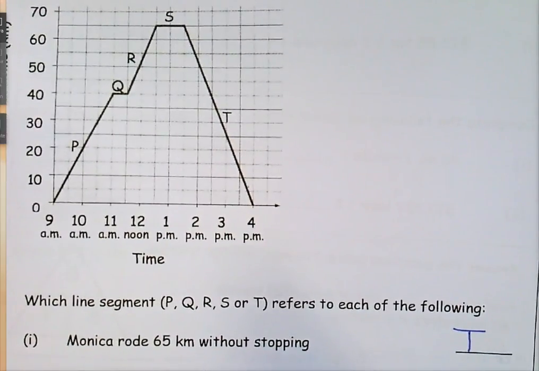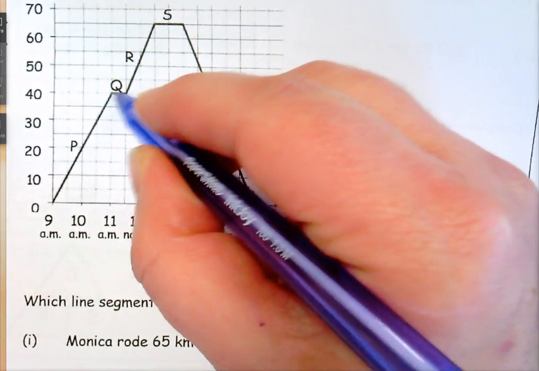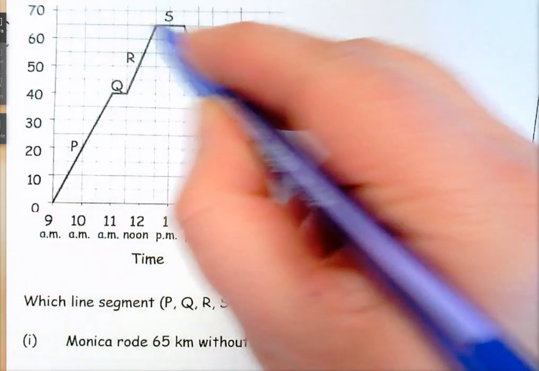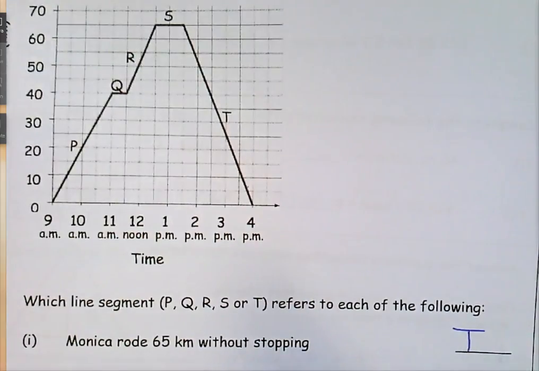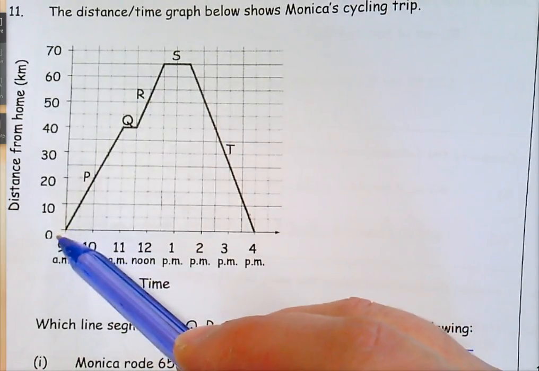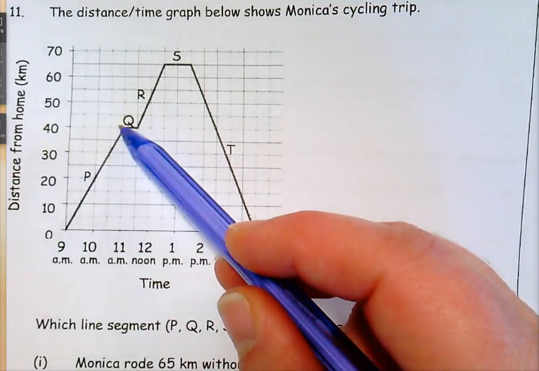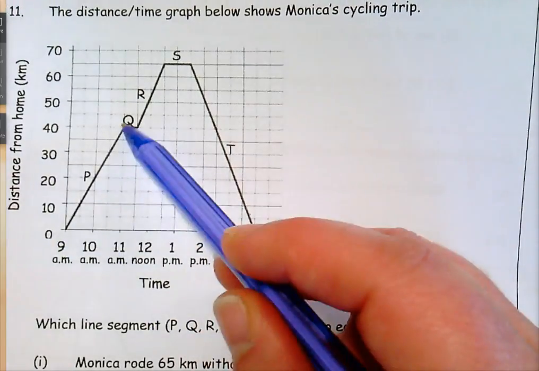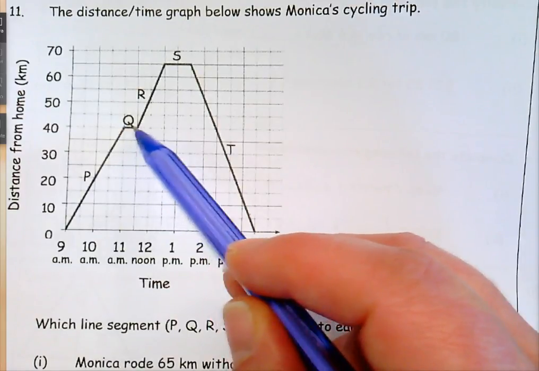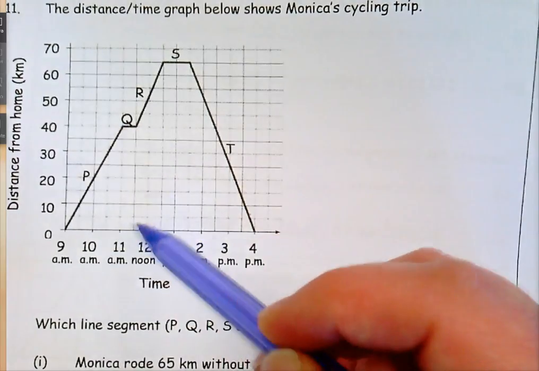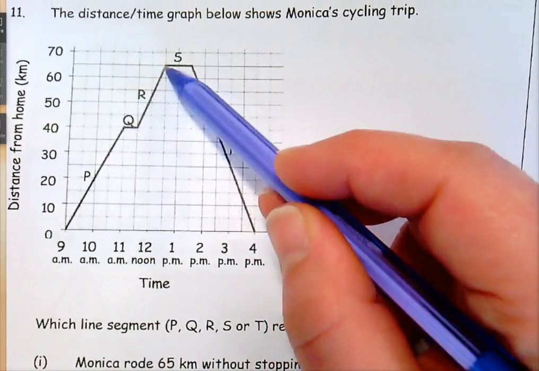Where did Monica stop for 1 hour? S. Yeah, that's 1 hour. Because it's a straight line, that means she stopped. And then she went back. So Monica leaves from home. How far does she travel? No, she travels 40 kilometres. She stops for how long? 30 minutes, great. She travels from 40 to 65, which is another how many kilometres?